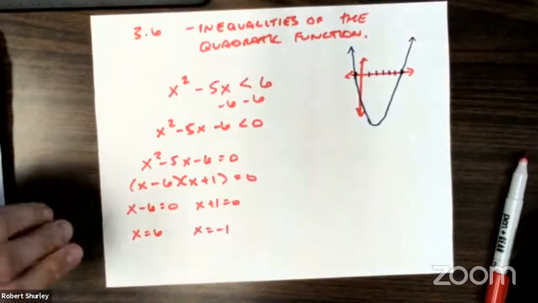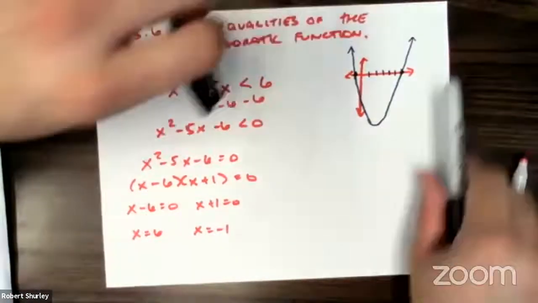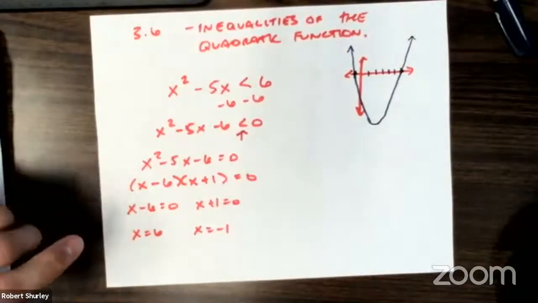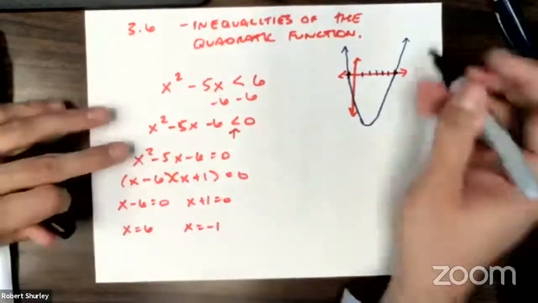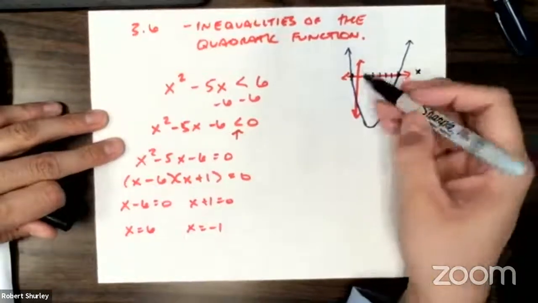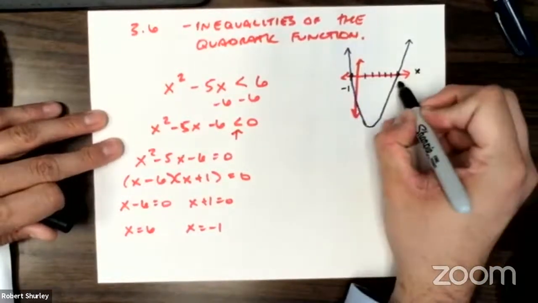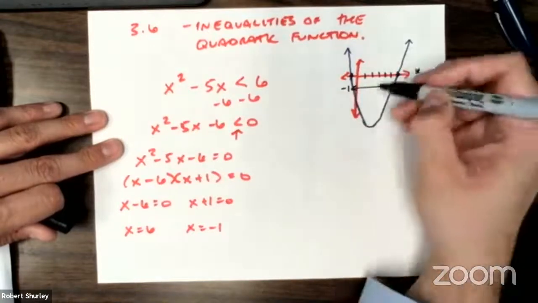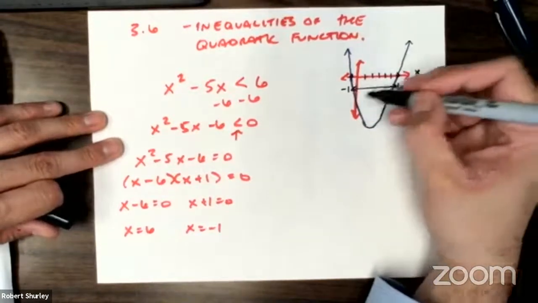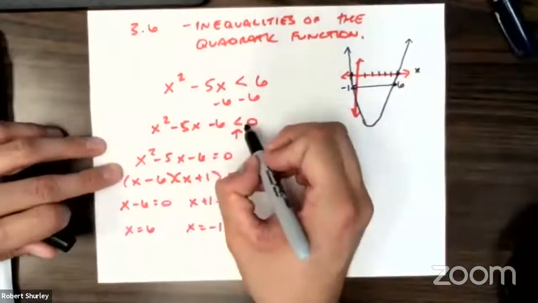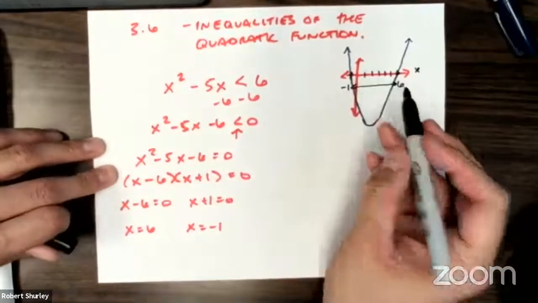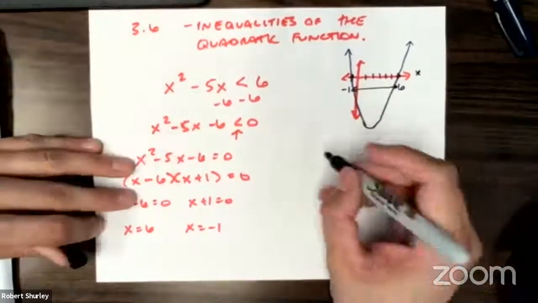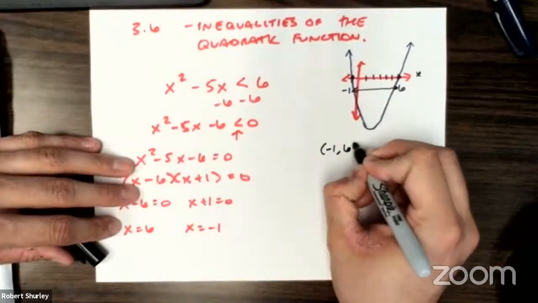But the question asks, where is this less than 0, right? And it's less than 0 when it's below the x-axis. So it's below the x-axis from negative 1 to positive 6. So in between here, it's below the x-axis. So that's going to be my interval. That's my solution. Now it's less than, so it's not going to include the boundary points, right? Your book called them boundary points. So it would be negative 1 to 6.